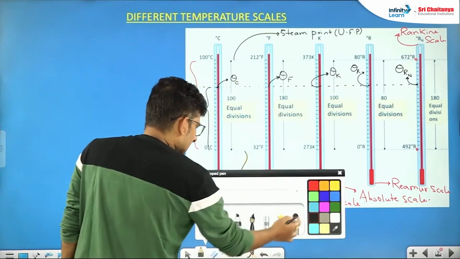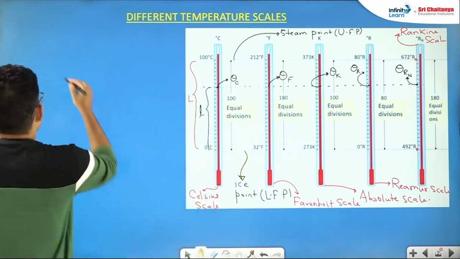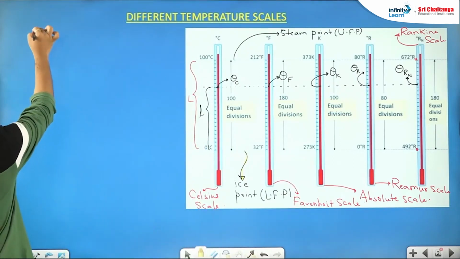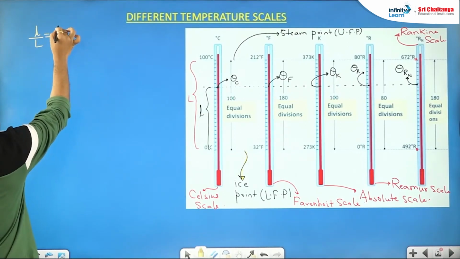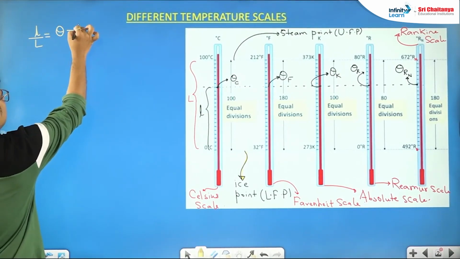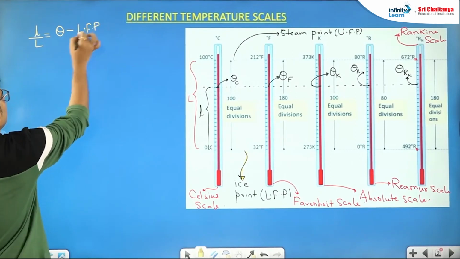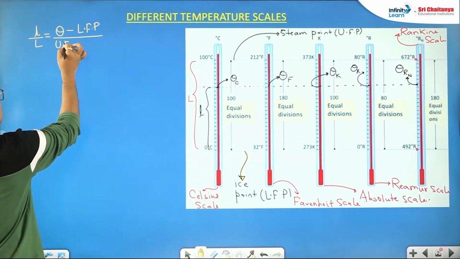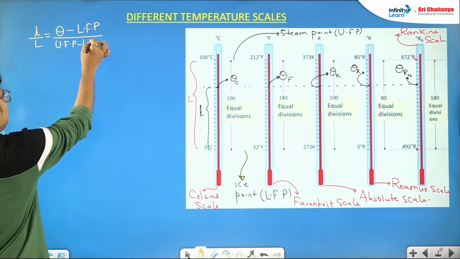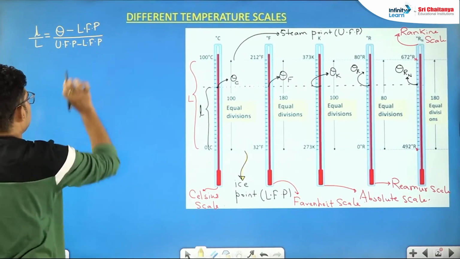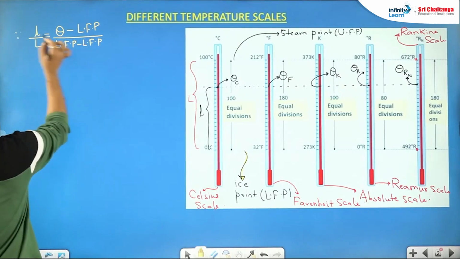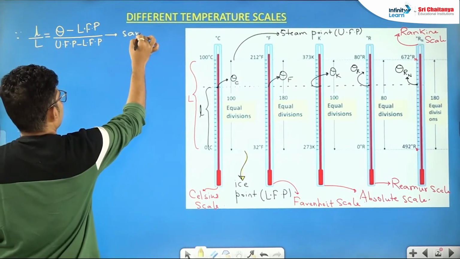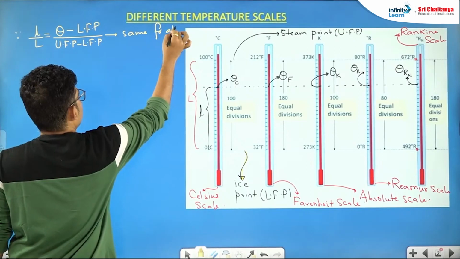Now going by what I said, again writing what I said: small l by capital L is equals to theta minus LFP by UFP minus LFP. This is what we did. So it is same for all scales.